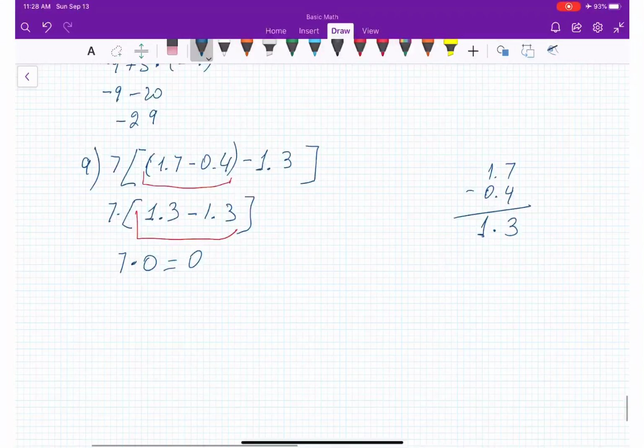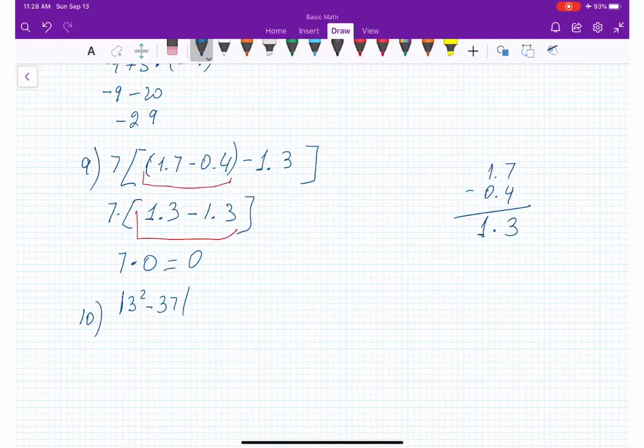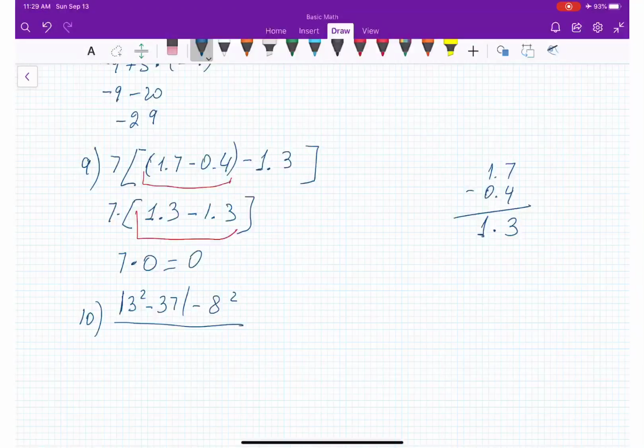Next one, question number 10. Absolute value of 3 squared minus 37, minus 8 squared, over negative 3 minus 9.